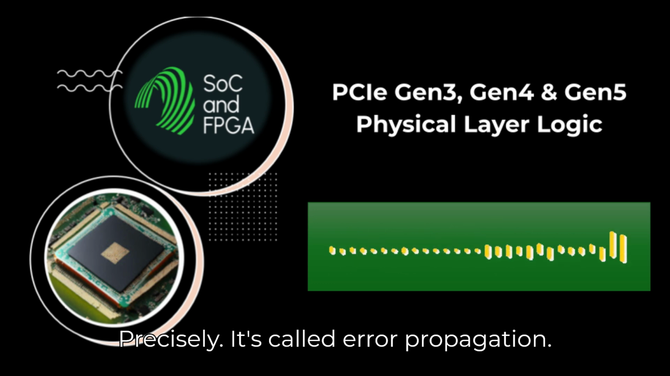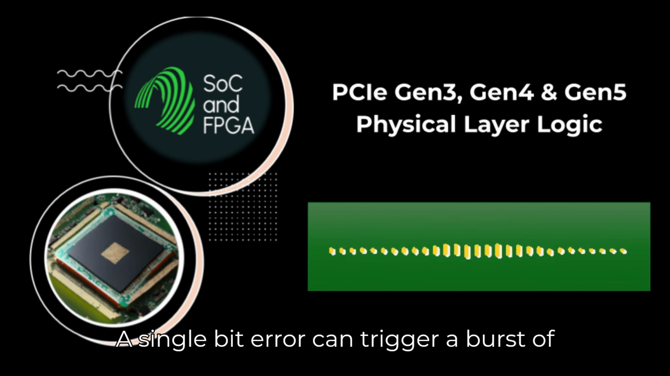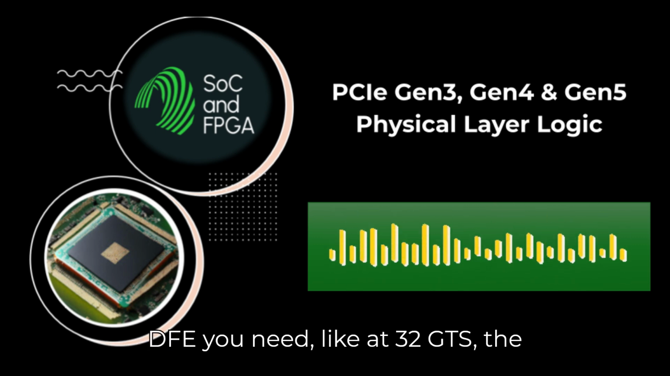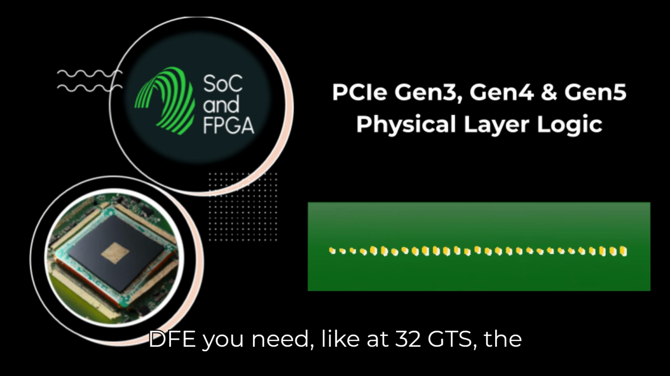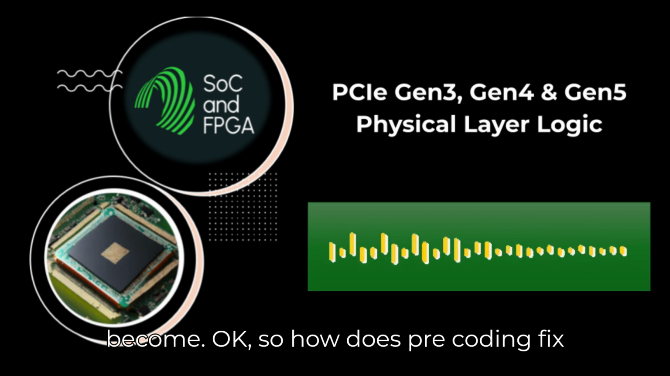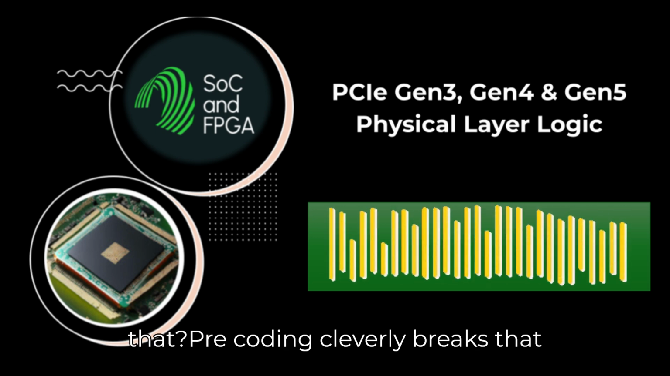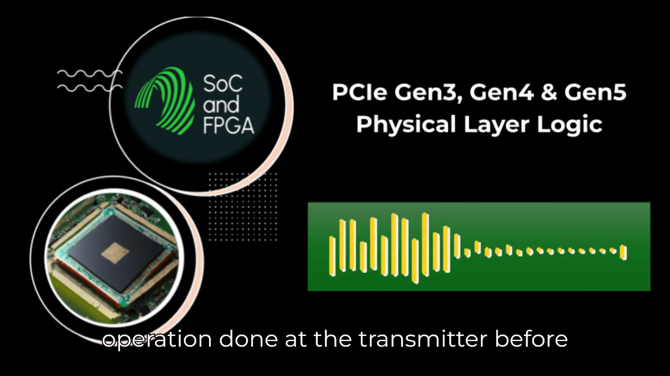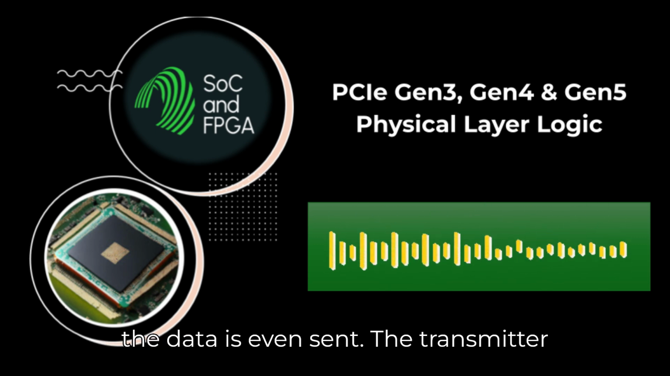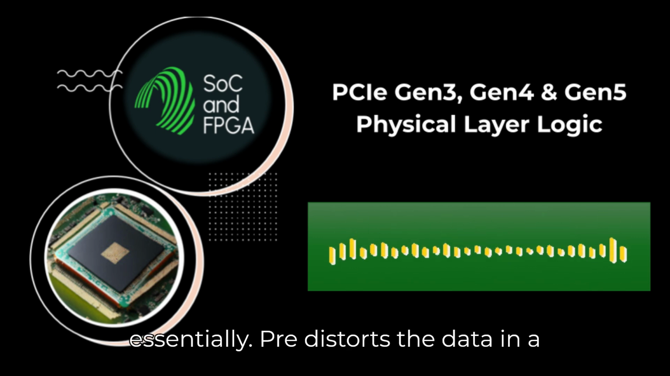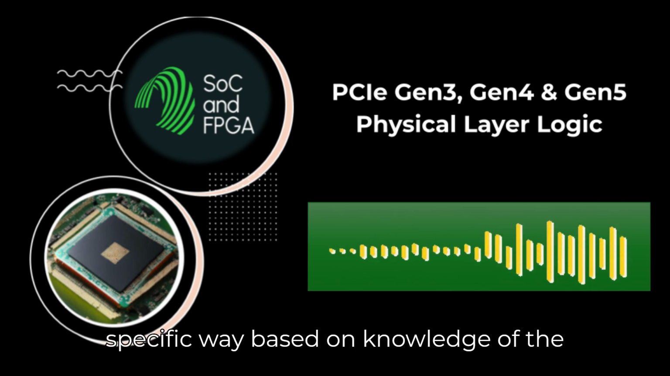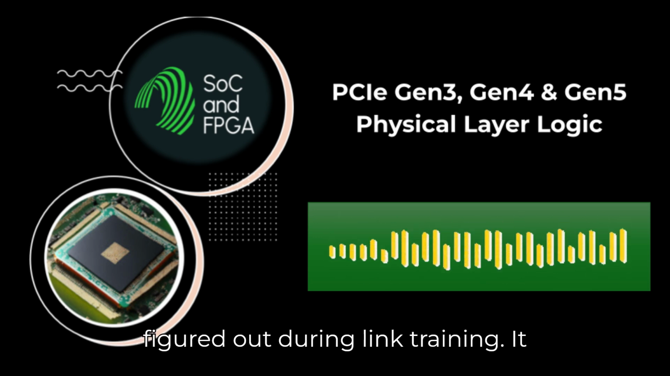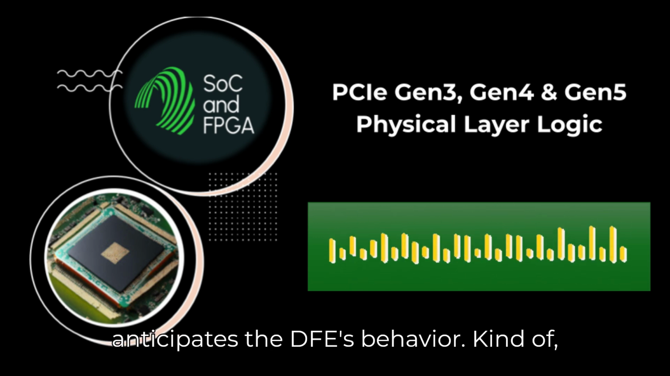Precisely. It's called error propagation. A single bit error can trigger a burst of subsequent errors, and the stronger the DFE you need, like at 32 GT/s, the worse this error propagation effect can become. Okay, so how does pre-coding fix that? Pre-coding cleverly breaks that error propagation chain. It's a logical operation done at the transmitter before the data is even sent. The transmitter essentially pre-distorts the data in a specific way based on knowledge of the receiver's DFE characteristics, which are figured out during link training. It anticipates the DFE's behavior.